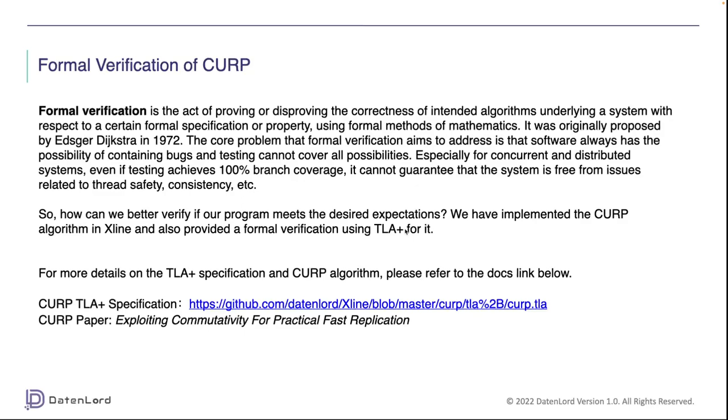For a consensus algorithm used in a production environment, relying solely on testing to ensure correctness is far from sufficient. We also need to establish the algorithm's correctness theoretically through a process known as formal verification. So what exactly is formal verification? Formal verification is the act of proving or disproving the correctness of the intended algorithm underlying a system with respect to a certain formal specification or property using the formal methods of mathematics. In Xline, not only is the CURP algorithm implemented, but it also provides a TLA+ proof for the CURP algorithm. For specific details, please refer to the following link.